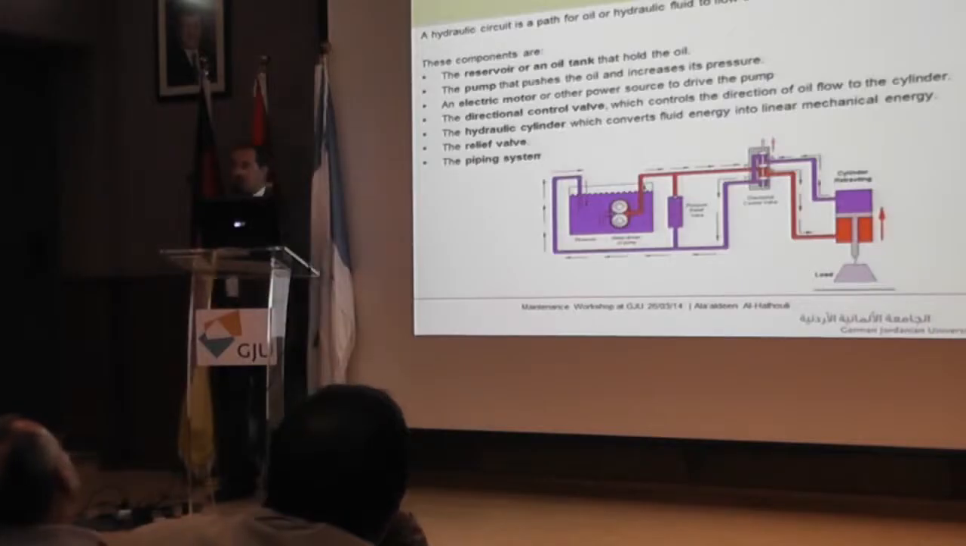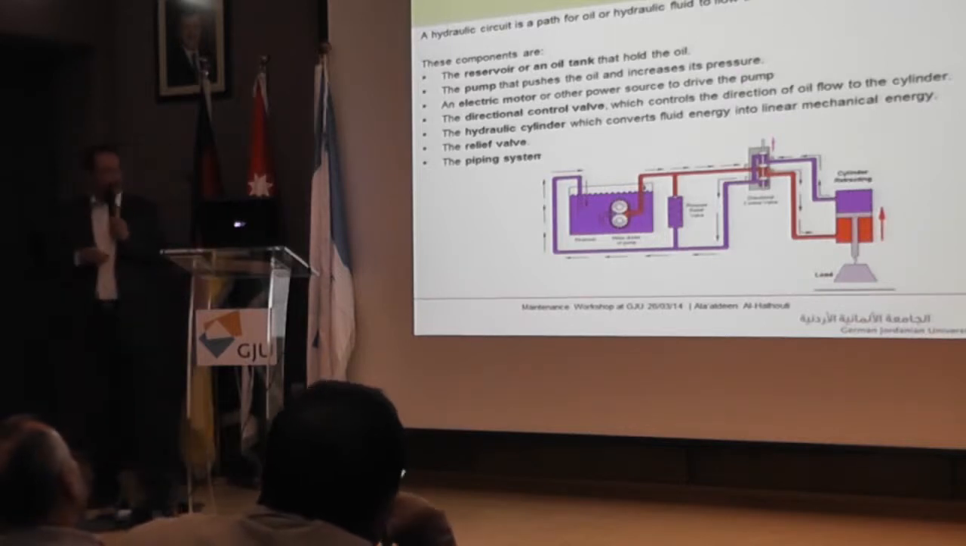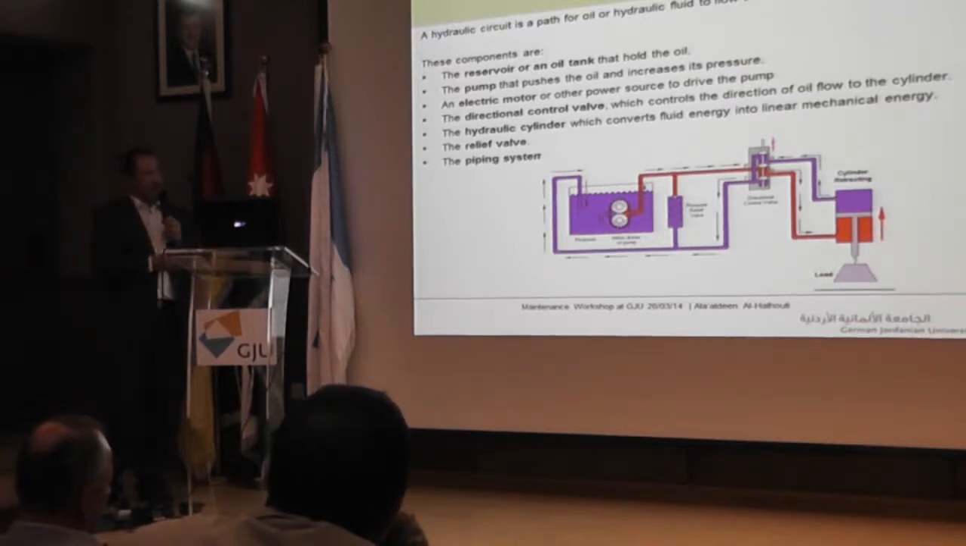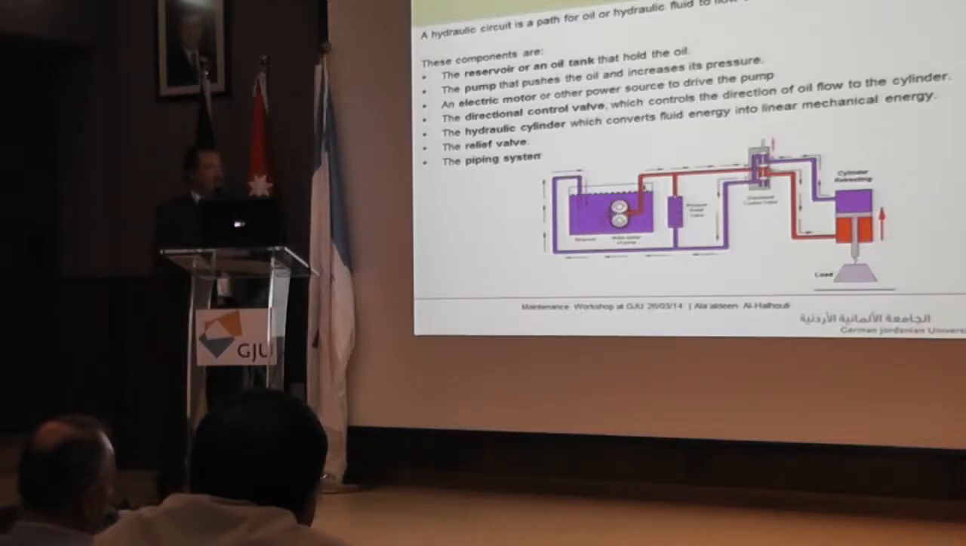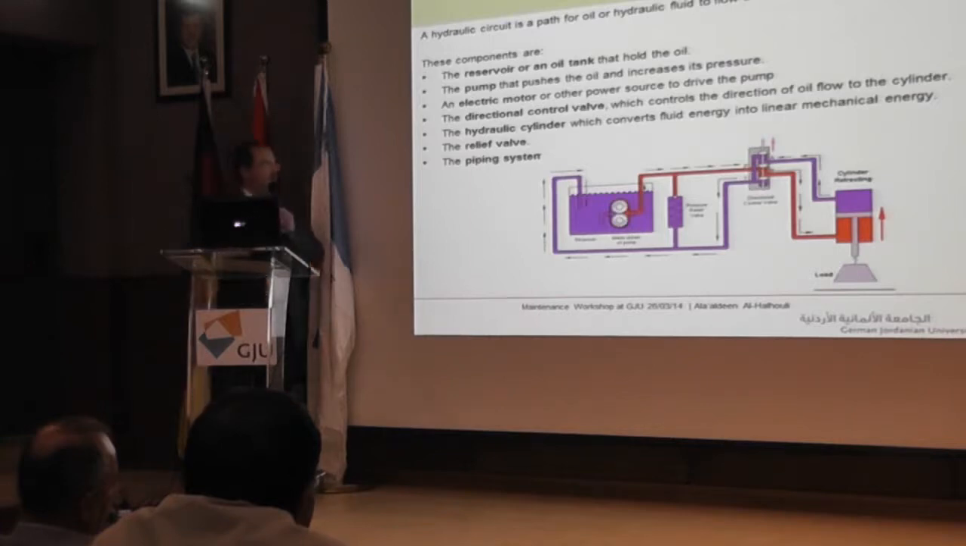Now we can look at this diagram. It's a basic hydraulic circuit. It consists of first the hydraulic tank, a pump, then the piping system. You have a pressure relief valve, a directional control valve, and your output is the cylinder, either retracting, holding, or extending. I will talk about these components later.